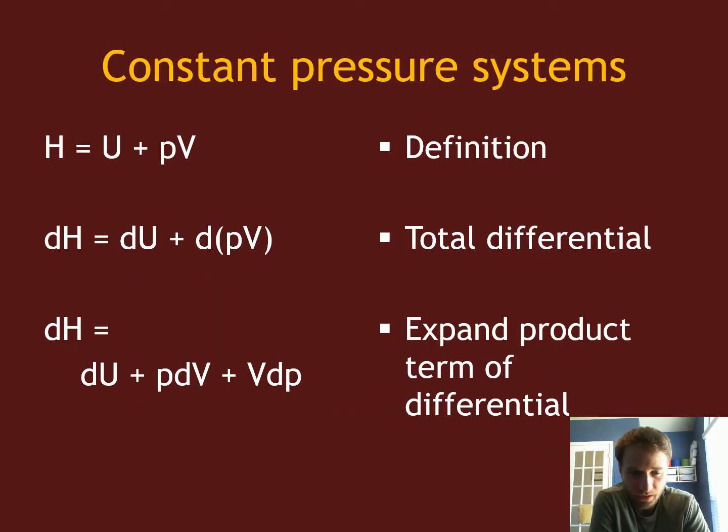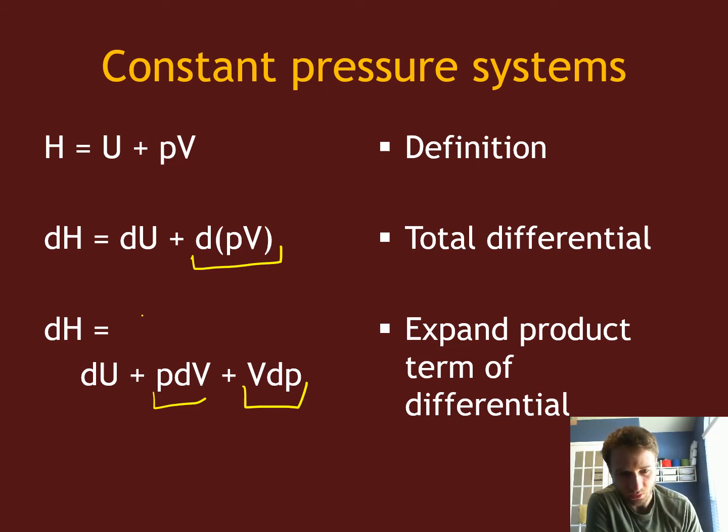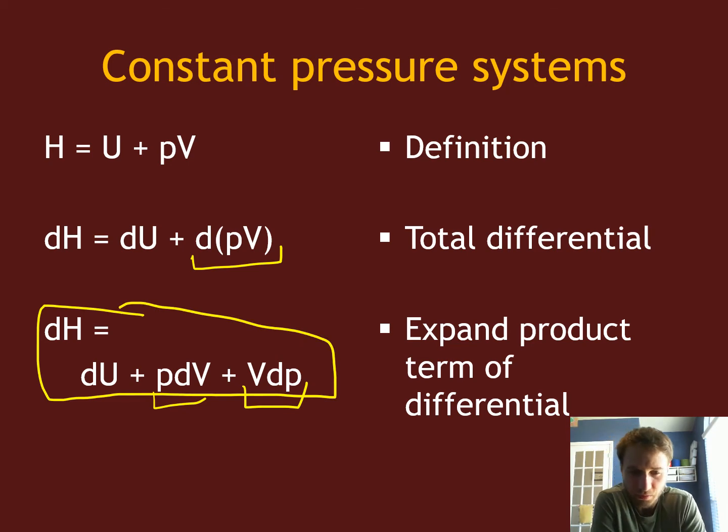So we take our definition of enthalpy and take the total differential of that equation. Noticing that I have d(PV), I have to factor that out and put PdV plus VdP. So this is just the total differential: dH equals dU plus PdV plus VdP.